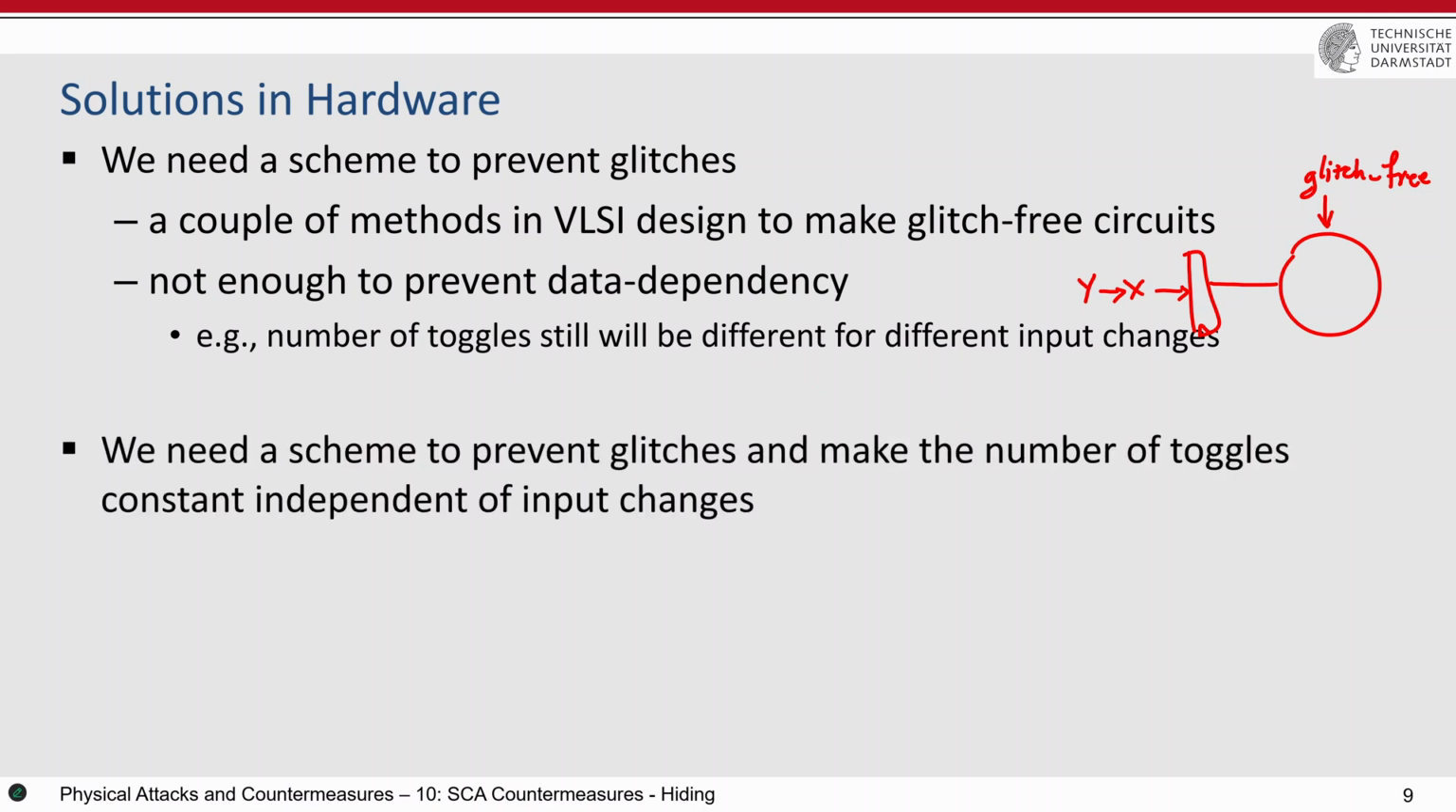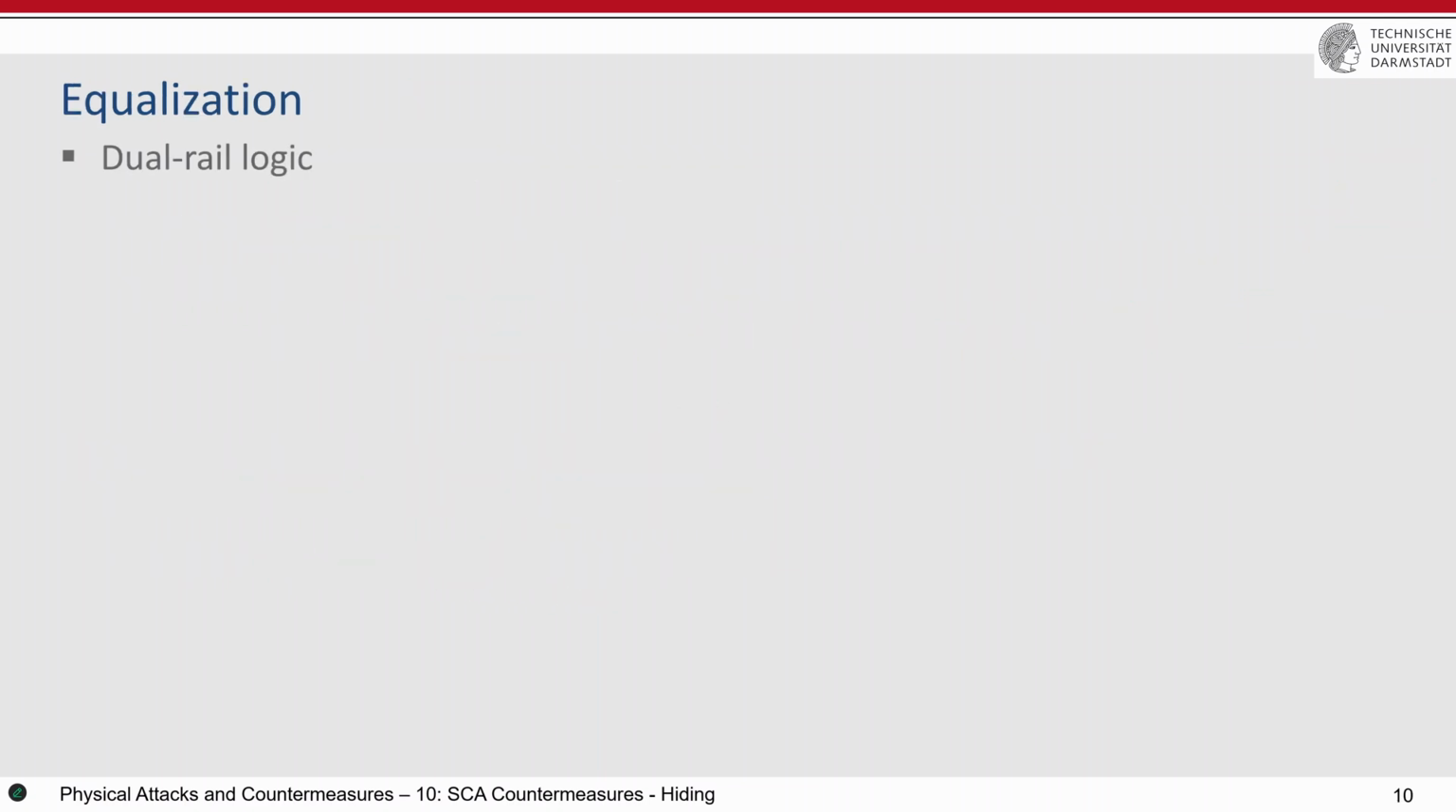And then we need a scheme to prevent the glitches and also make sure that the number of toggles is constant, completely independent of the inputs. Means that even if X and Y are the same, then the same amount of toggles should happen inside the combinational circuit. Now, this is the target or the goal, and the solution is dual rail precharge logic or DRP logic. And let's see what they are.